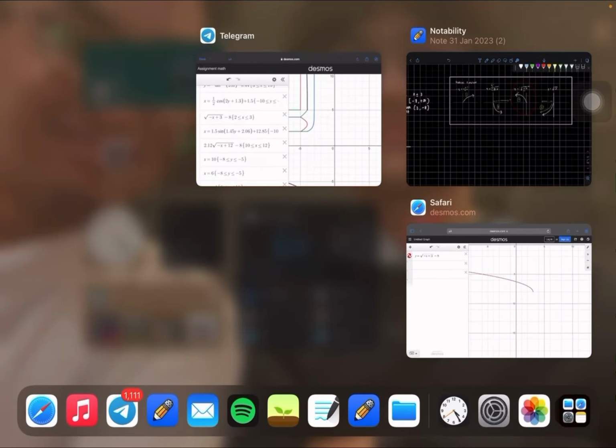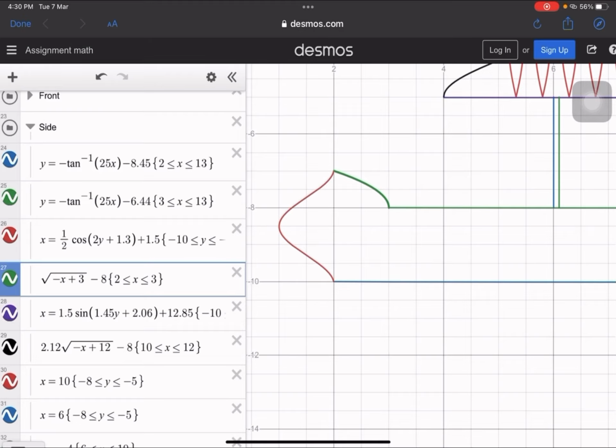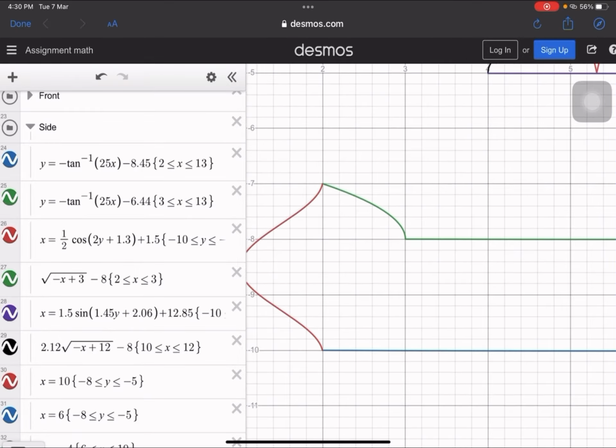Let's see the Desmos. So it will look like this. Right here in our actual side view, the graph is positioned here, and this is the actual graph, and it has a range from 2 to 3.